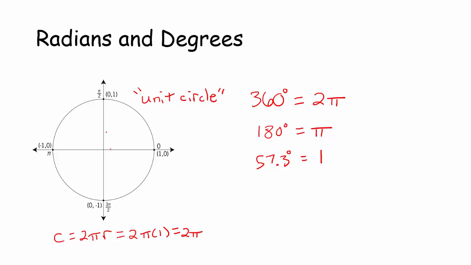Erase this and do another example here. So if I wanted to make a 90-degree angle, 90 degrees would be right there. Bam, I've made a 90-degree angle. So the measurement of that arc in degrees would be 90 degrees. But that's only pi over 2 radians.